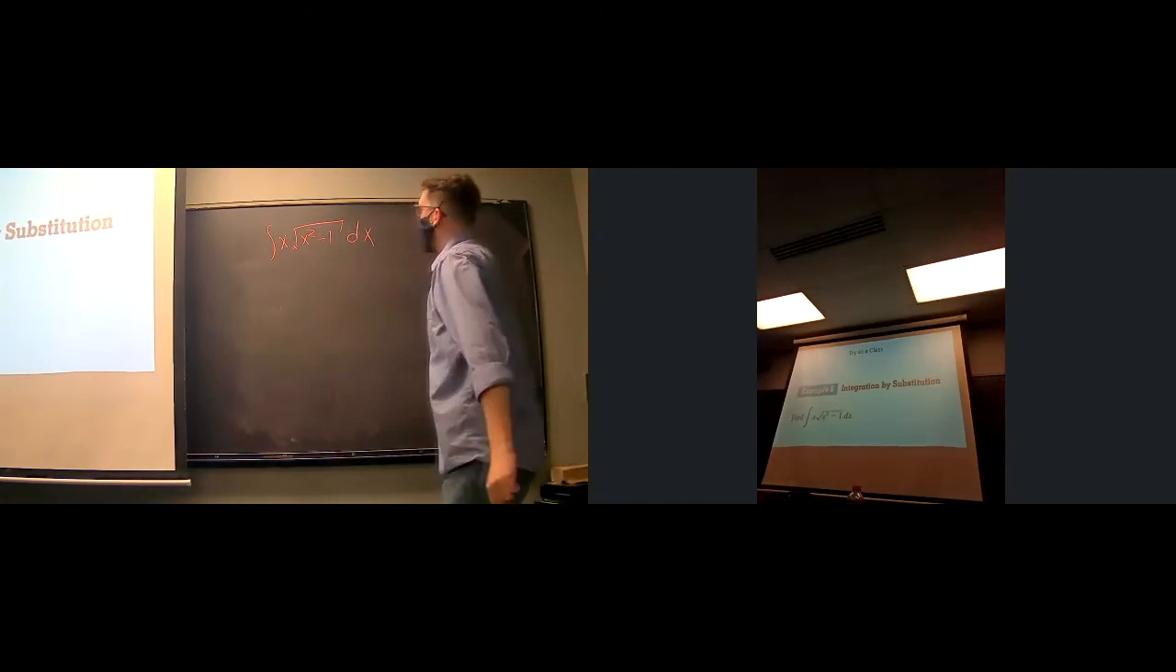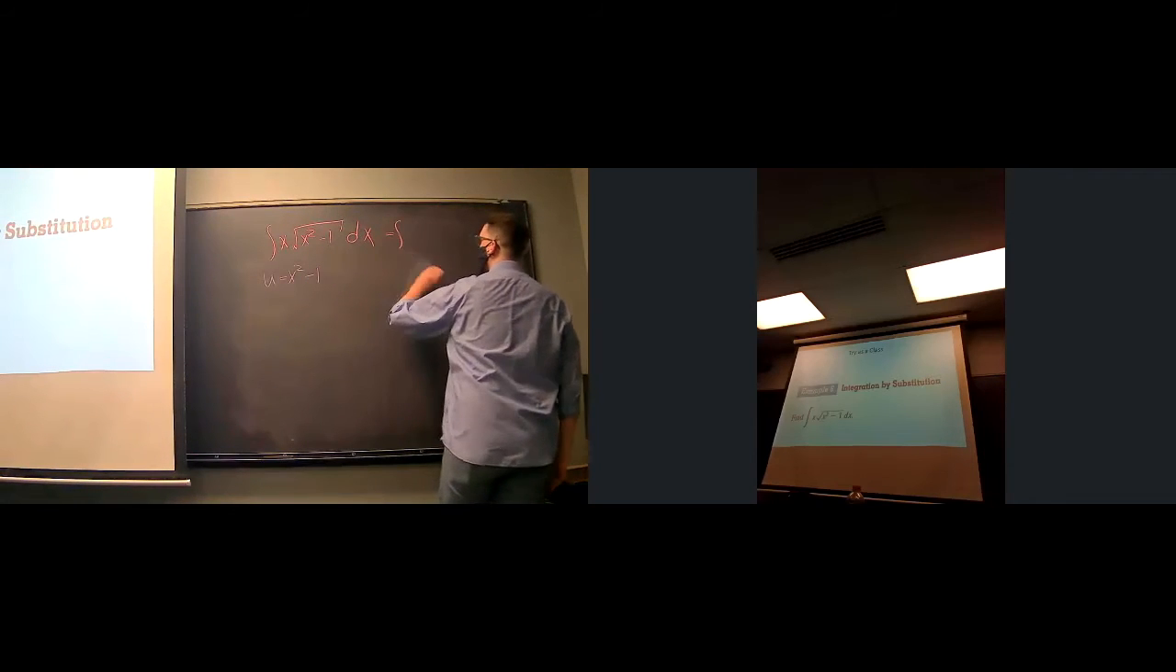If we want to integrate this, what's our u going to be? People at home, what do y'all think? We want to integrate x times the square root of x squared minus 1 dx. What is our u going to be here? x squared minus 1. Yeah, absolutely. u is going to be x squared minus 1.